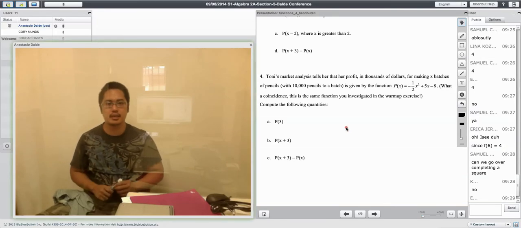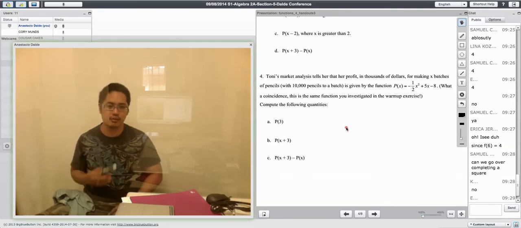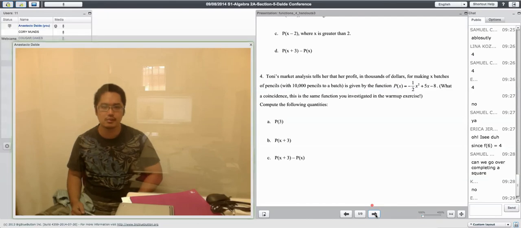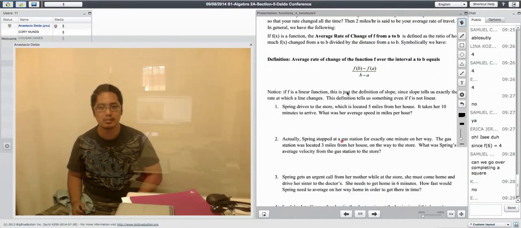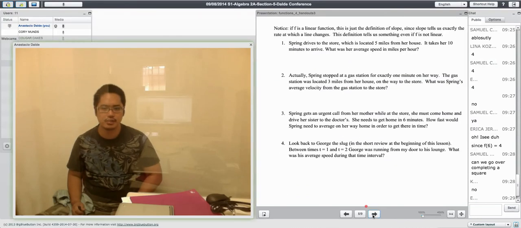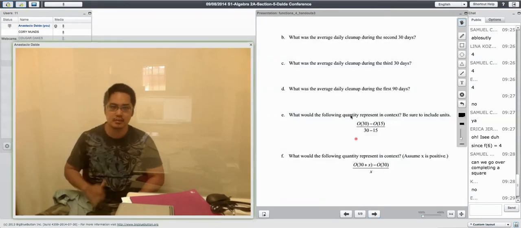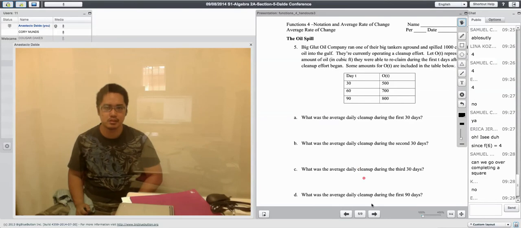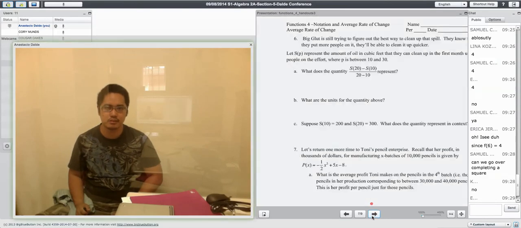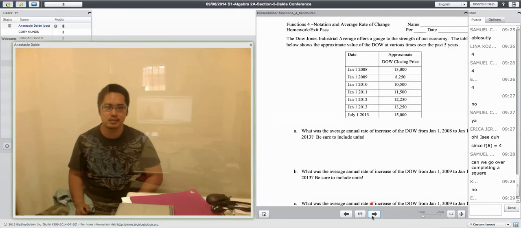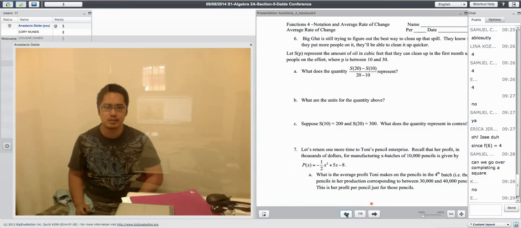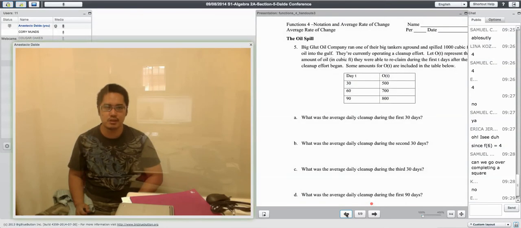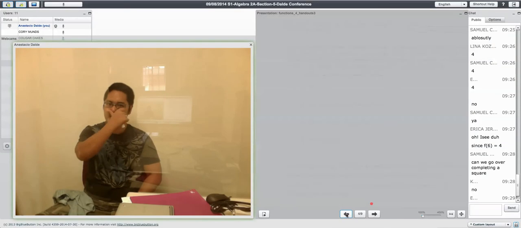Tony's market analysis. I'm doing number 4 on page 4. I'm going to try to get through... This is average rate of change. This is the oil spill. Big glut. Dow Jones. All right. Let me do one of these problems and another one of something else.